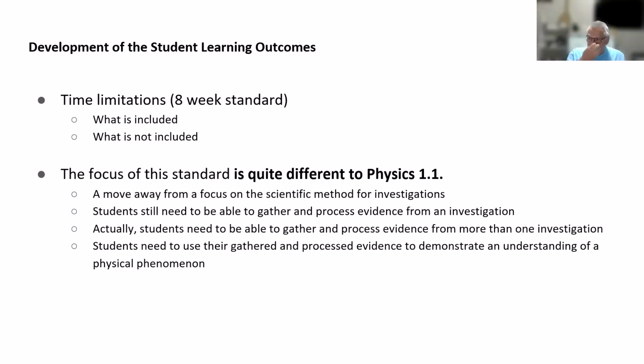The specific things that are different, well, first of all, it's completely moved away from the focus on a scientific investigation. There is no need for students to write up a method or to critique the experiment or talk about errors or anything like that that was in 1.1. Those are all gone. They're not assessed as part of the standard. They probably still need to learn about them. They probably need to learn how to do an investigation still, but they don't get assessed on that directly. And they're actually only really being assessed on whether they can gather and process evidence from an investigation.